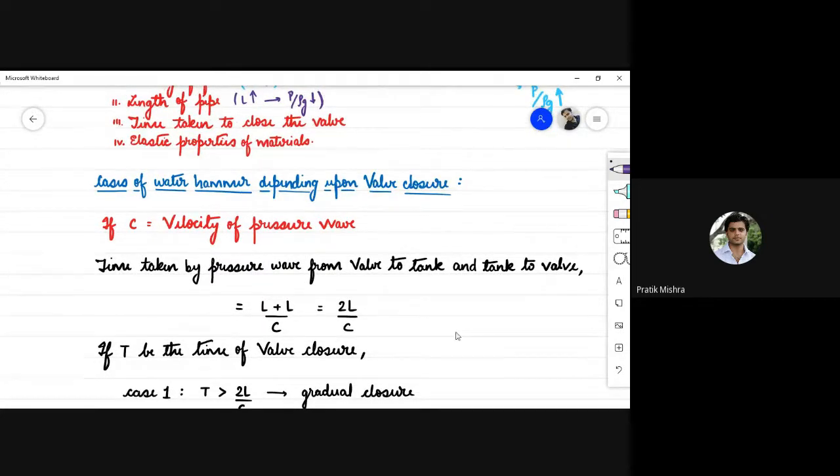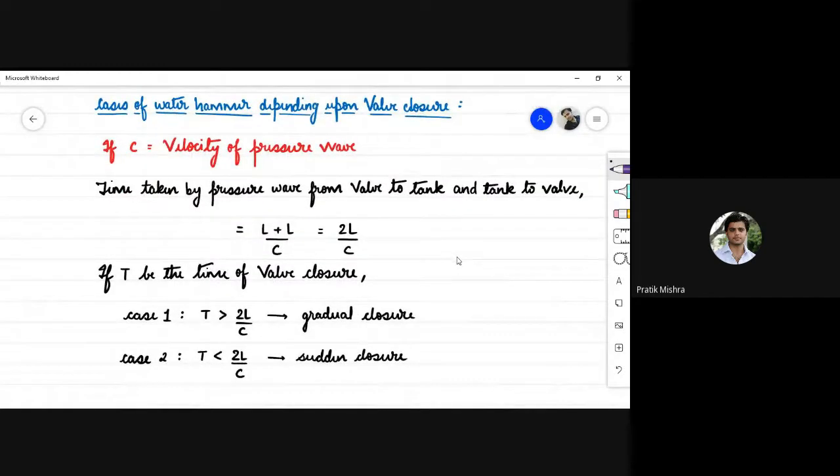केसेस ऑफ वाटर हैमर डिपेंडिंग अपॉन द वॉल्व क्लोजर. आप वॉल्व को कितने टाइम में क्लोज कर रहे हो, उस पर डिपेंड करता है कि कितना ज्यादा प्रेशर हेड विल गोइंग टू डेवलप वंस द वॉल्व इज क्लोज्ड. तो if capital C is the velocity of pressure wave, and by this velocity the shock waves are traveling, so the time taken by the pressure wave or the shock wave from valve to tank, मतलब आपको B से A आने में कितना टाइम लगा, that will be length of this pipe L divided by the velocity by which it is traveling, that is L by C. Similarly, A से B आने में कितना टाइम लगा, so again it will be L by C.